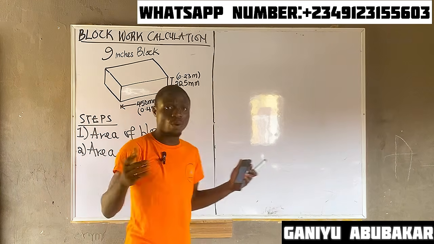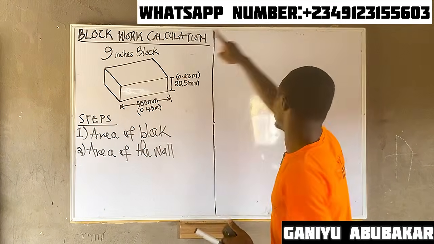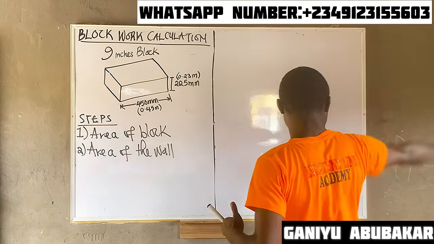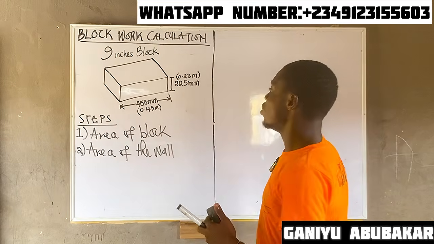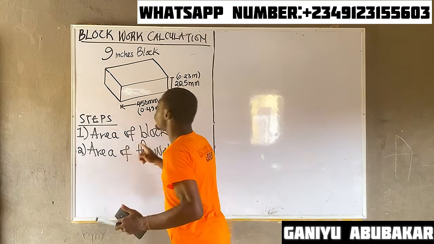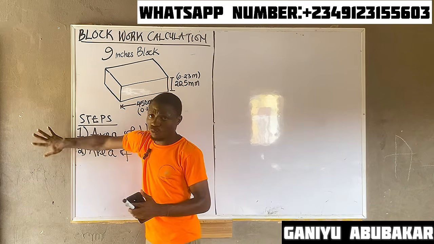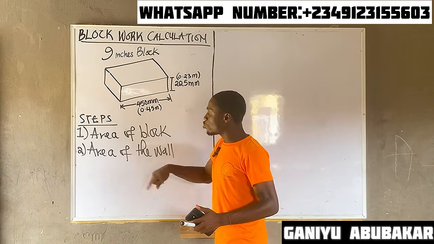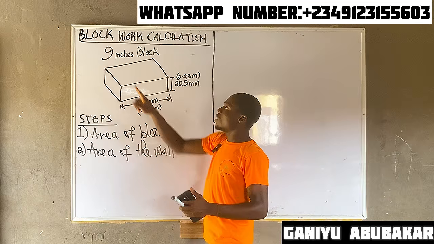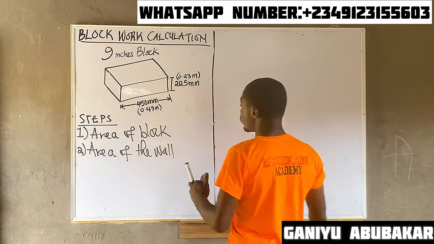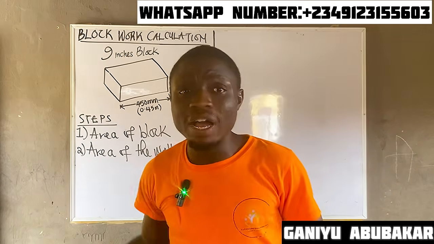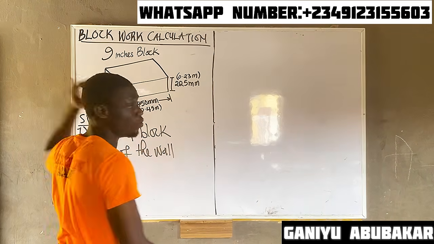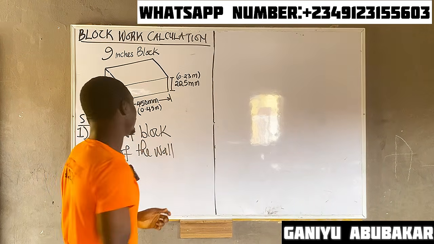So let's say this is the wall here, right? I want to get the number of blocks that is in this wall here. First task, area of block. Which block do they use for this wall? What kind of block? Let's assume it is a 9 inches block. Number two, let's get the area of the wall. What's the length and breadth of this wall? If I can get these two, I can tell you the number of blocks that is just in this place alone.